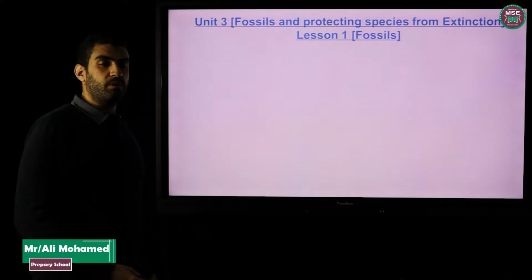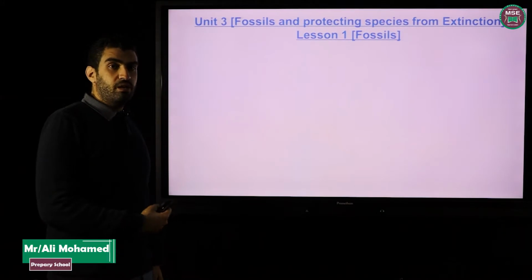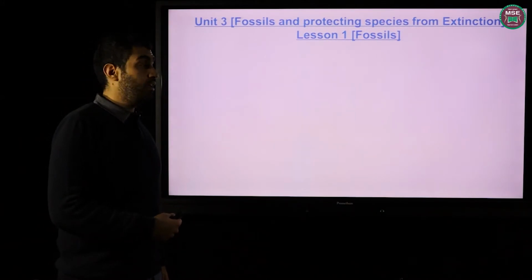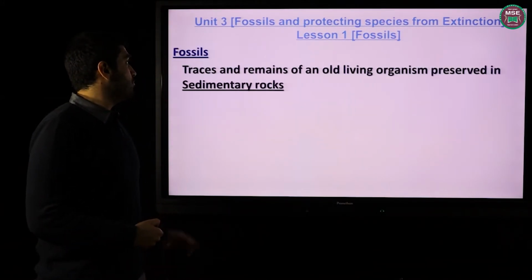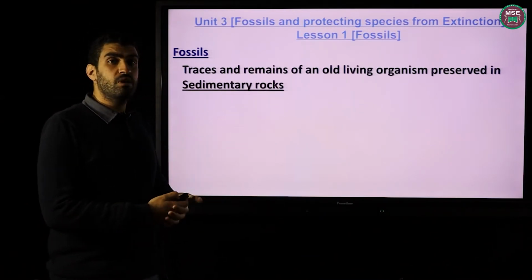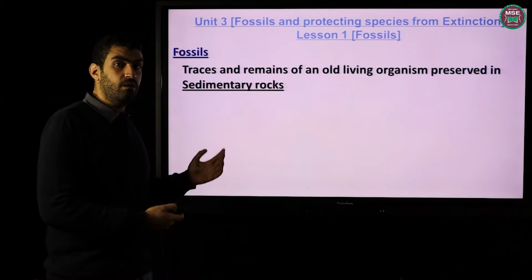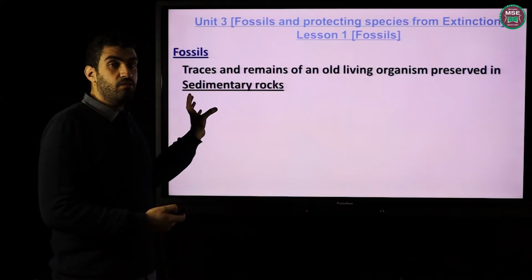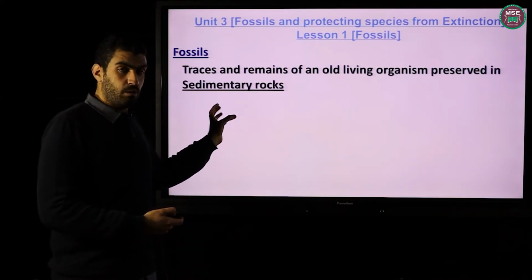Prep 2. Now we will continue our curriculum. Unit 3, first lesson, fossils. Fossils are traces and remains of an old living organism preserved in sedimentary rocks. Mostly they are found in sedimentary rocks.